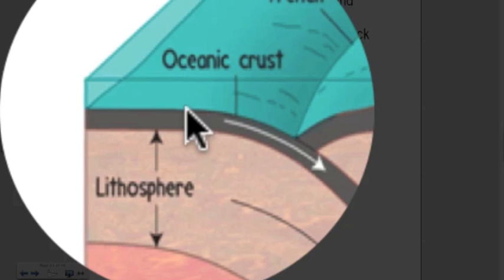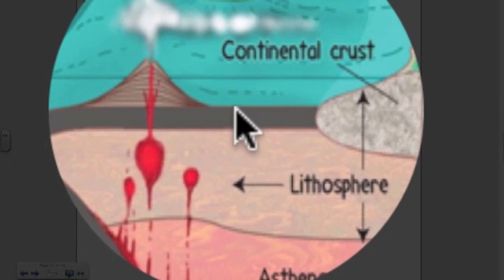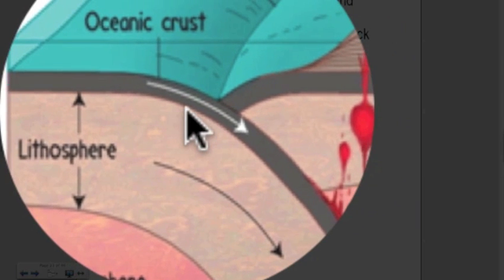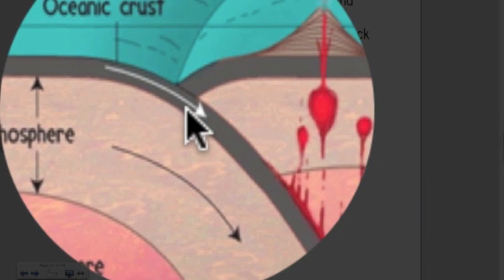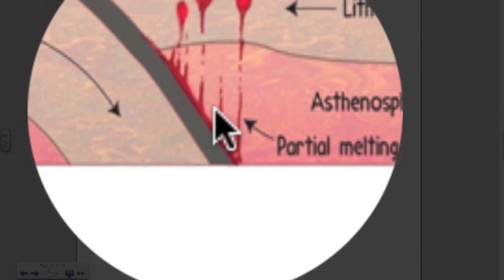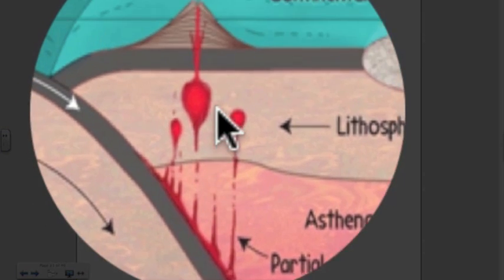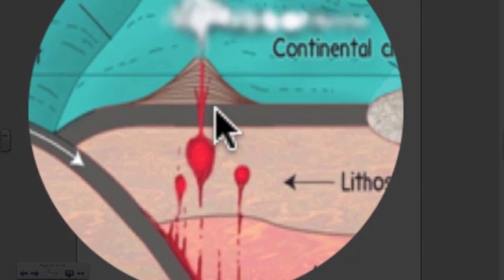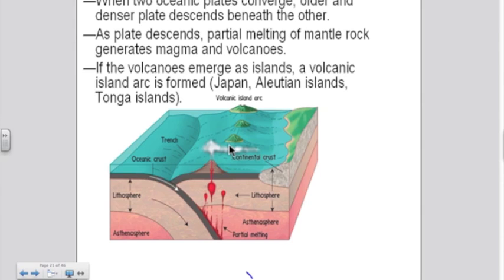In ocean-ocean convergence, one plate dives down below another. We form a deep sea trench at the subduction zone once again. We have deep and shallow earthquakes, and the magma forms volcanic islands then on the oceanic plate.